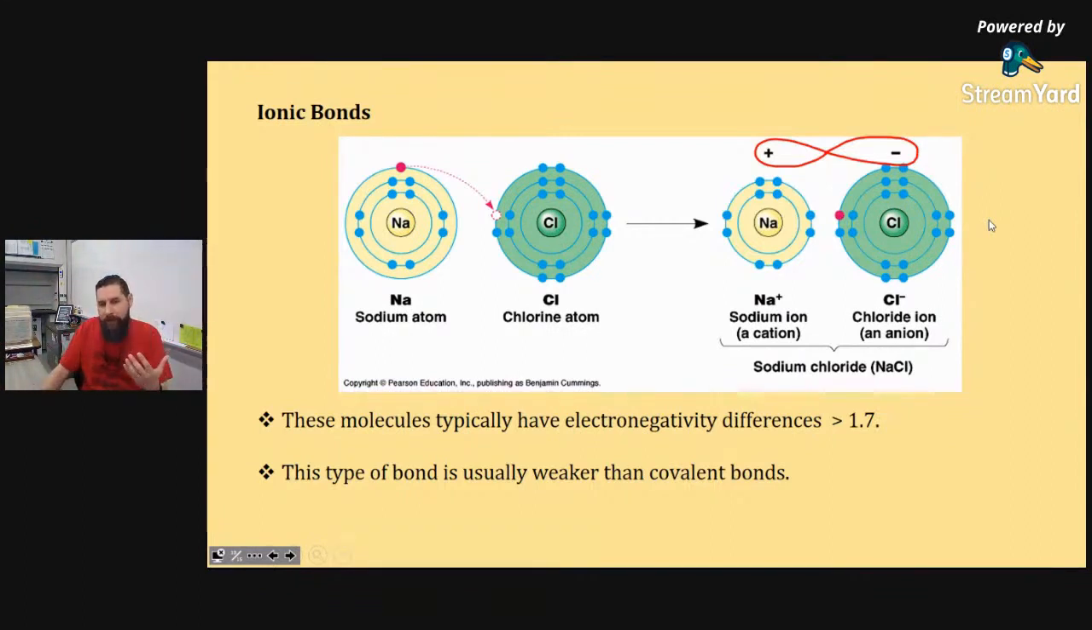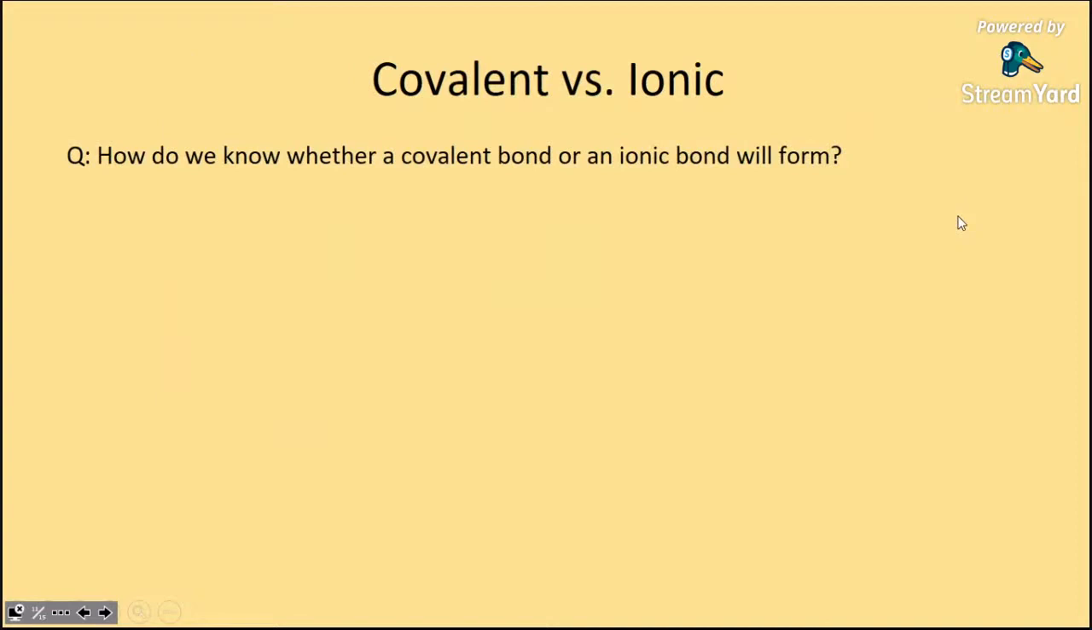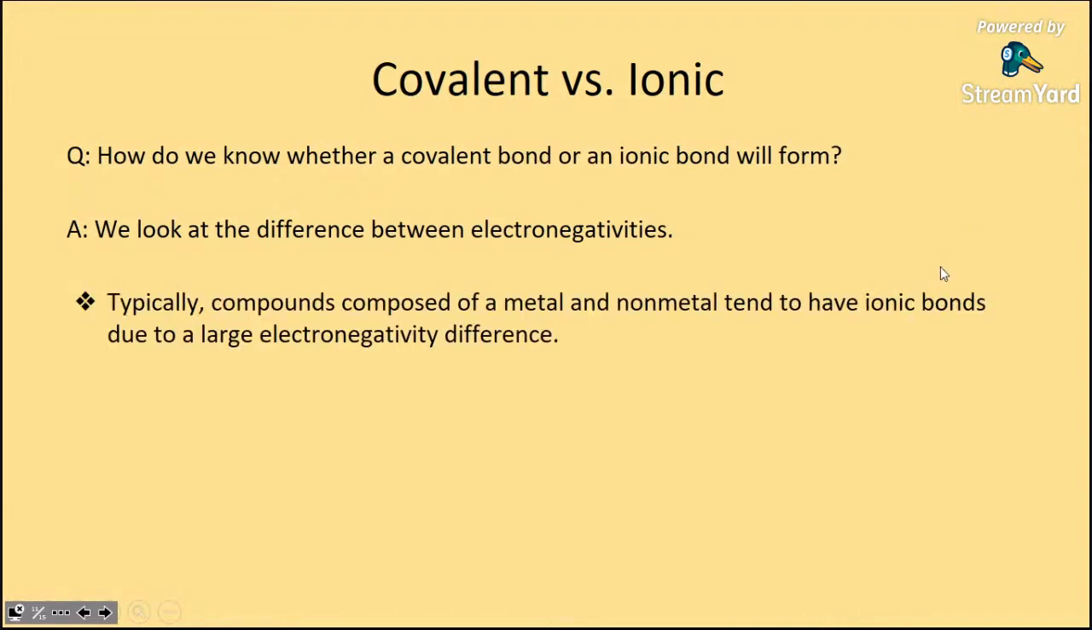Okay? So covalent bonds are typically much stronger than ionic bonds. So this now brings up the question, how do we know whether a covalent bond or an ionic bond is going to form? Well, as I've already been talking about, we have to look at the difference between electronegativities. In general, compounds composed of a metal and a nonmetal tend to have ionic bonds because that's where you have the largest difference in electronegativities.